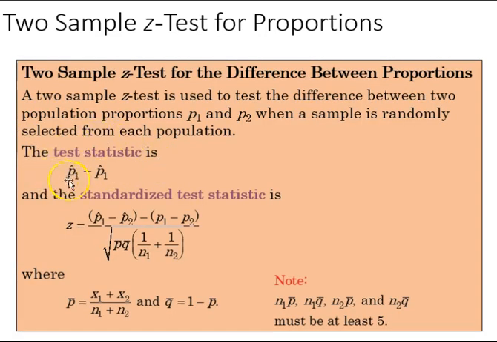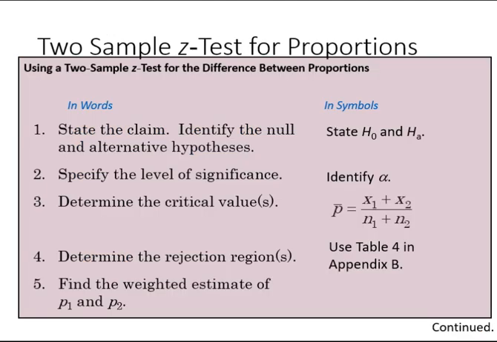And so the test statistic is going to be the difference of our population proportions. And the standardized test statistic for z is shown in this equation, which is our sample difference of proportions minus our population difference of proportions, divided by the square root of the product of p bar and q bar for our sample times the addition of 1 over n1 plus 1 over n2. And that's where p bar, again, equals what we said before, x1 plus x2 over n1 plus n2. And then we'll continue on to our steps.